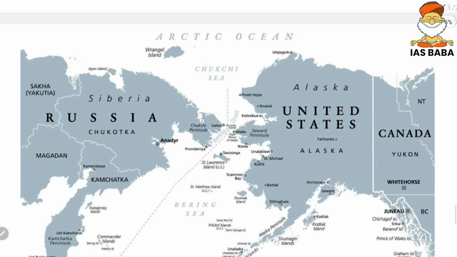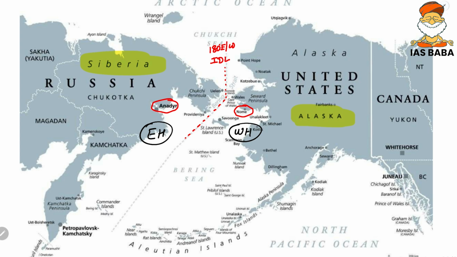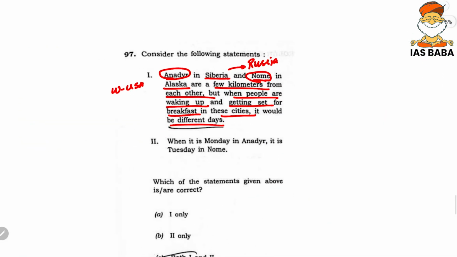So basically, you know the concept of longitude, and a very important longitude is the 180-degree east-west longitude, which is also known as the International Date Line. And as you can see, this dotted line is basically the International Date Line. And here you can see the Siberia part, and here you can see the Alaska part. So here you can see Anadyr, and here you can see Nome. You can see these two places. So basically they are lying in different hemispheres, in terms of this being in the east hemisphere and this being in the west hemisphere. So certainly there will be different dates. So this is correct.